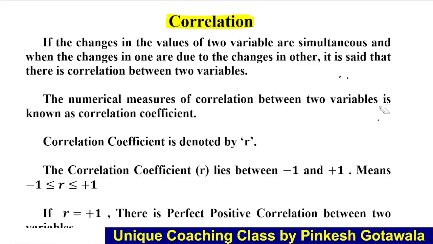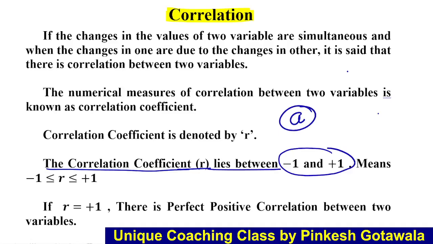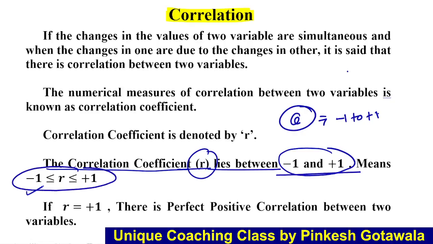Clear? What is R? Now here it is fixed that the value of R, the correlation coefficient, lies between -1 to +1. It is the same as the Q we learned in a previous chapter in the Yule method. In the Yule method we find out Q, and the Q value must lie between -1 to +1. Same here, the R value always comes between -1 to +1, and you can show it this way also: -1 less than or equal to R less than or equal to +1.